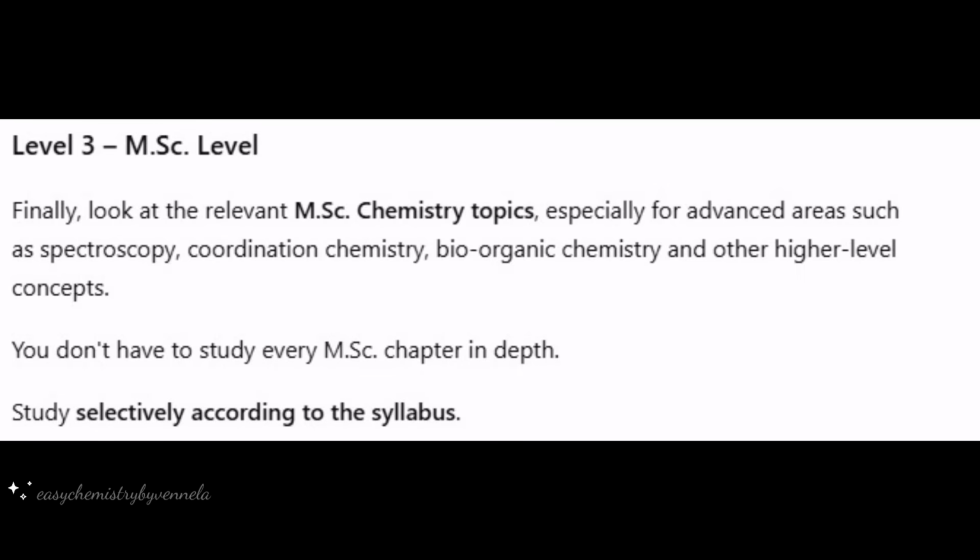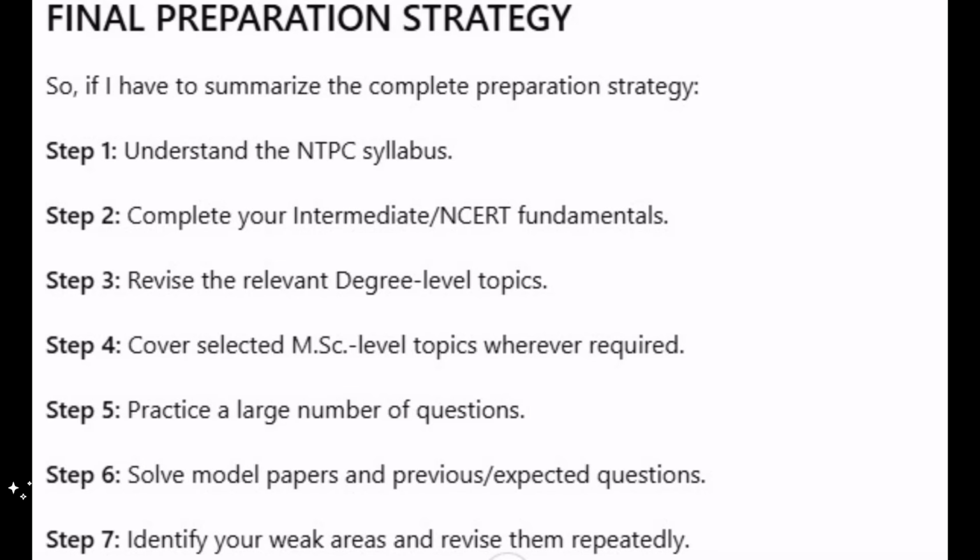So if you have to summarize the complete preparation strategy: understand the NTPC syllabus, complete your intermediate or NCERT fundamentals, revise the relevant degree level topics, cover selected MSc level topics whenever required. Practice a large number of questions. Solve model papers and previous year questions. Identify your weak areas and revise them repeatedly. And remember one thing, don't try to study everything. Study what is relevant, understand the concepts clearly, and practice as many questions as possible.